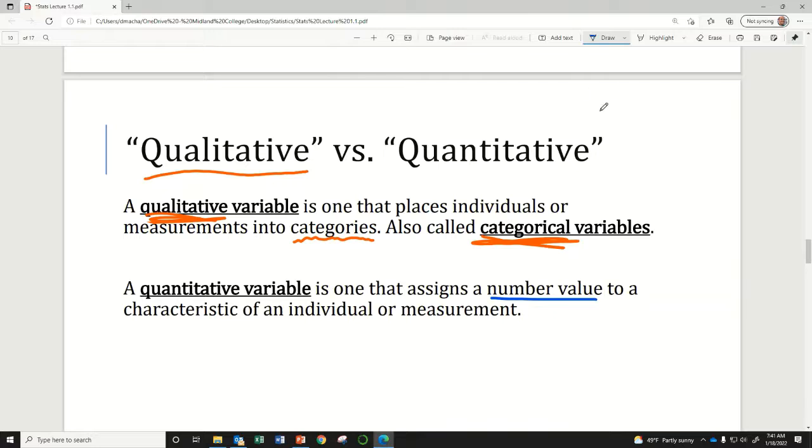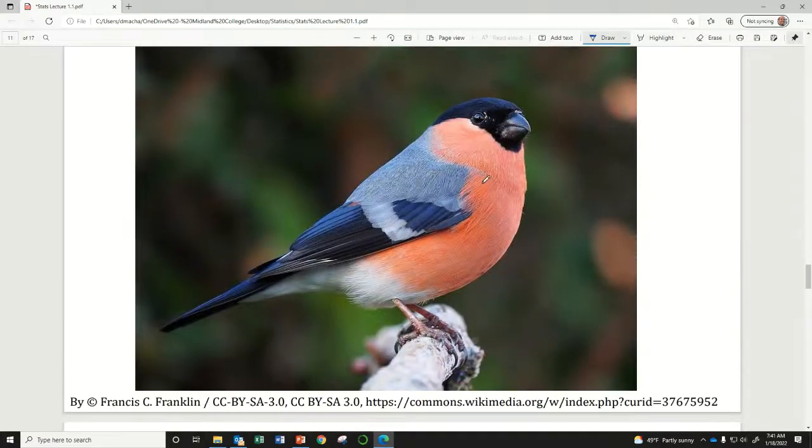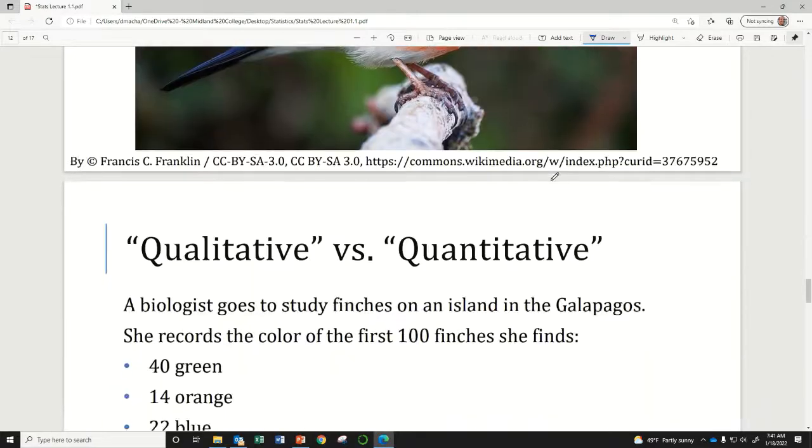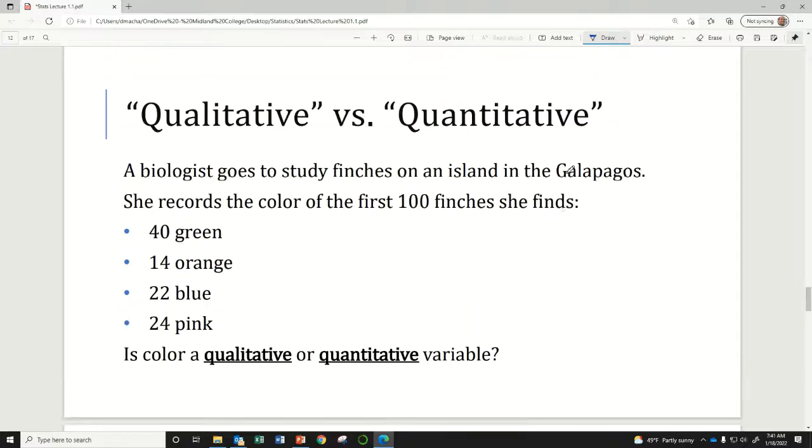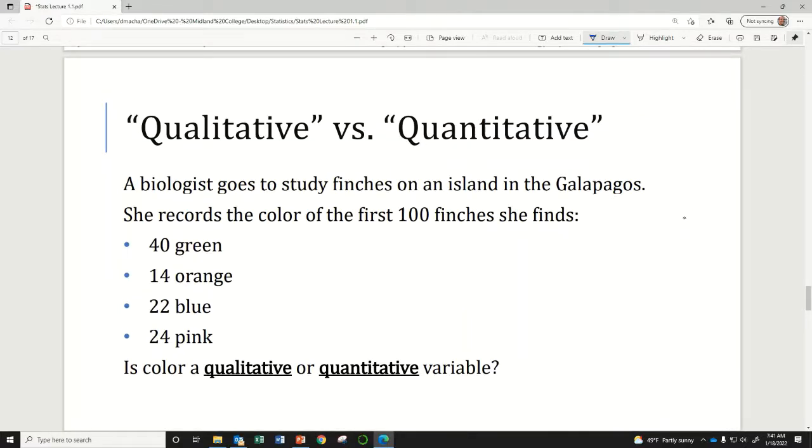And so maybe this will make more sense if I give you an example. So consider this bird. This bird is a finch. And suppose a biologist goes to study finches on an island. And what she does is she records the color of the first 100 finches that she finds. And so she finds 40 green finches, 14 orange finches, 22 blue finches, and 24 pink finches. We might ask ourselves, is color going to be a qualitative or quantitative variable?